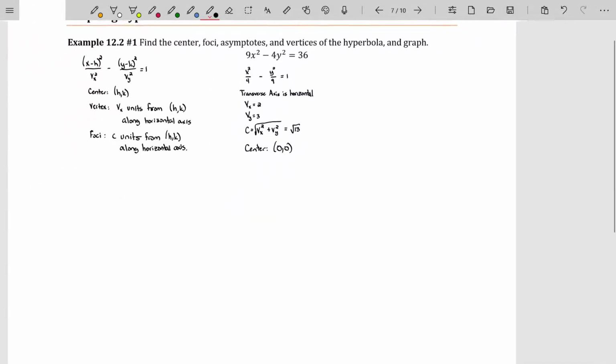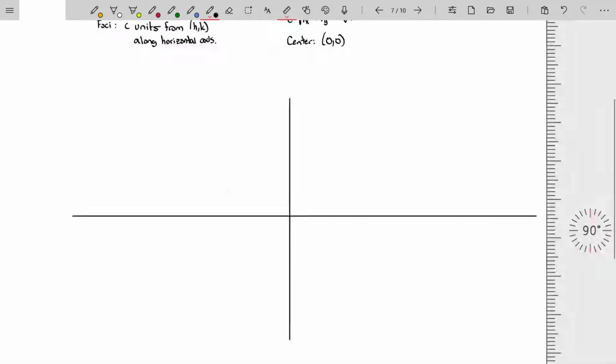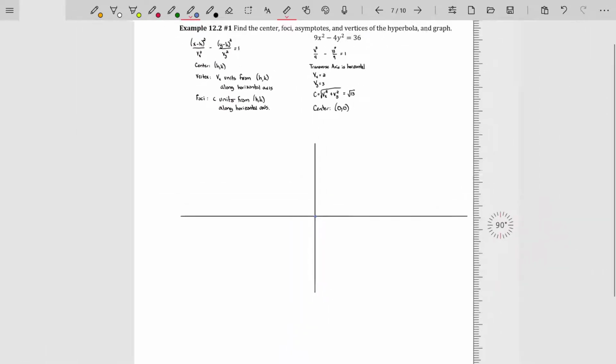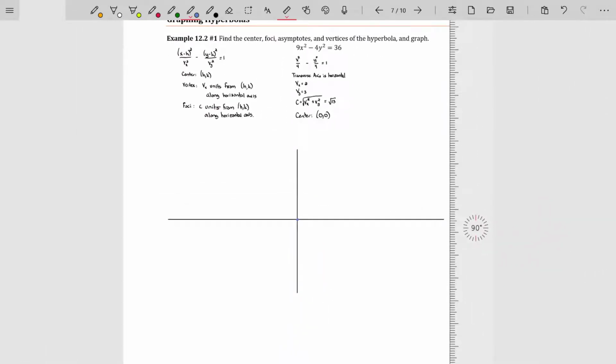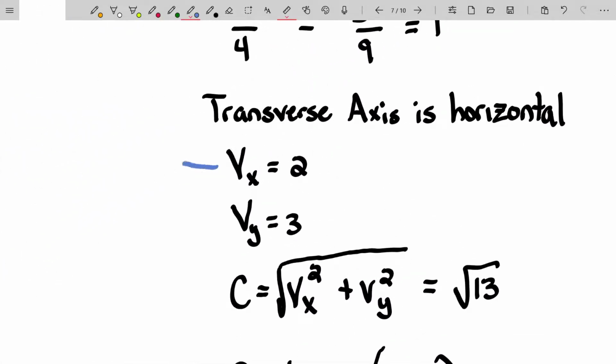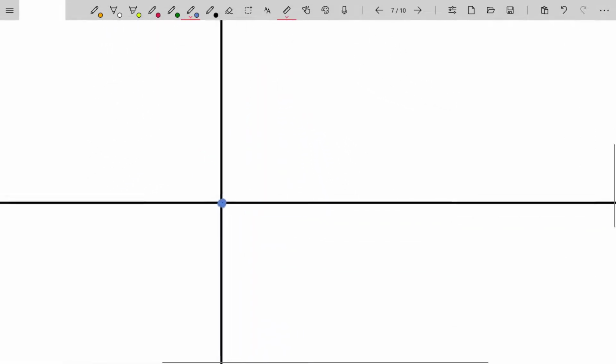Let's go ahead and start graphing. Now, the first thing that I do when I'm graphing any type of hyperbola is deal with the major axis stuff. So the center, I'll draw that in blue. Obviously, that's at (0, 0), so no biggie. And the vertices, right? Remember, it's a horizontal transverse or major axis. So we're going to count v sub x units from the center on both sides to arrive at our vertices. So 2 units to the left and 2 units to the right.